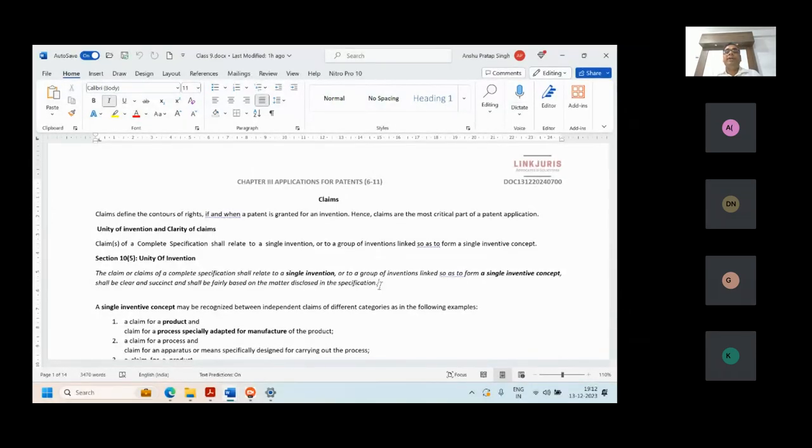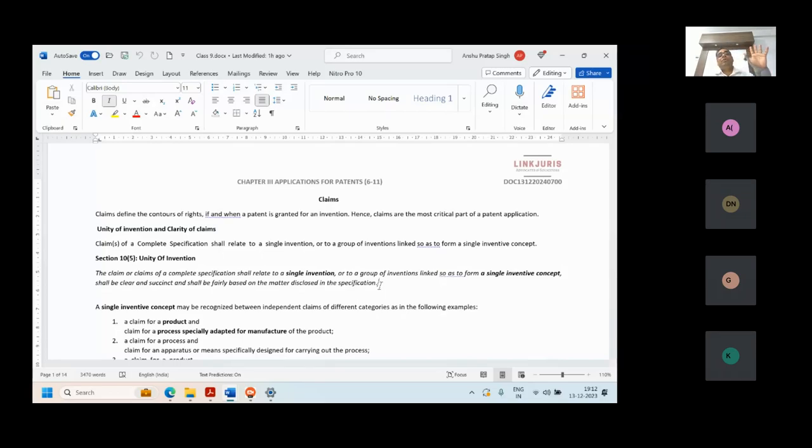Second, the claim should be clear, that is non-ambiguous, there should be no ambiguity. And it should be precise. What is supposed to be described is the only thing which has been described. Only the relevant thing has been described, nothing else. And the last part is that it should be fairly based on the matter disclosed in the specification. That means whatever you have disclosed, the claim should be supported by this. A claim cannot have something which has not been disclosed.